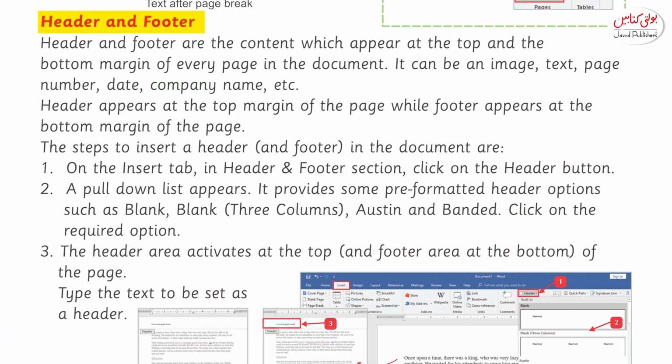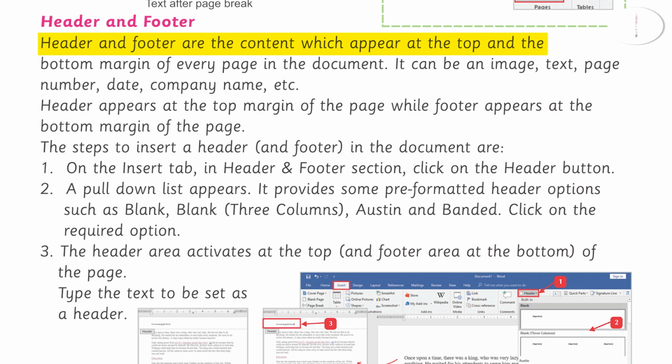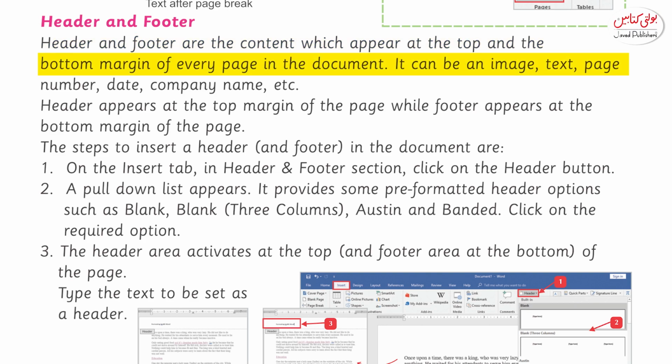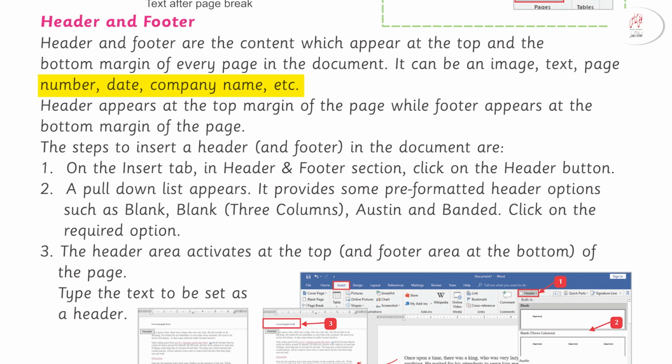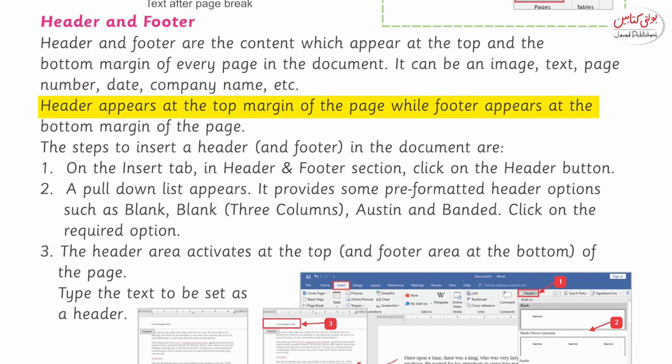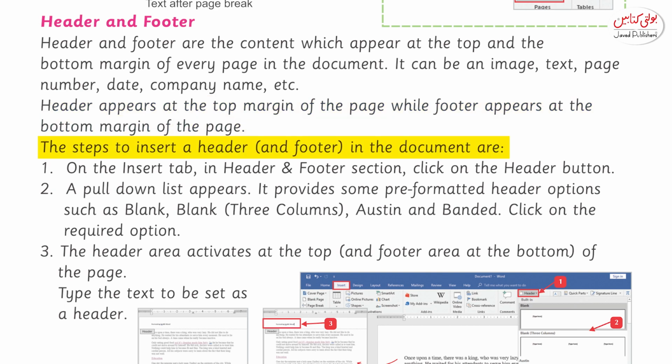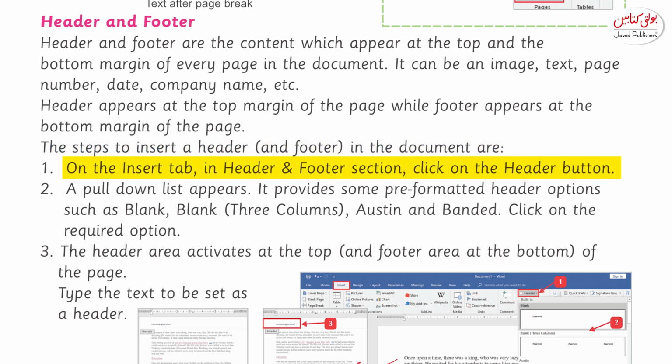Header and Footer. Header and footer are the content which appear at the top and bottom margin of every page in the document. It can be an image, text, page number, date, company name, etc. Header appears at the top margin of the page, while footer appears at the bottom margin of the page. The steps to insert a header and footer in the document are: Step 1. On the Insert tab in Header and Footer section, click on the Header button.